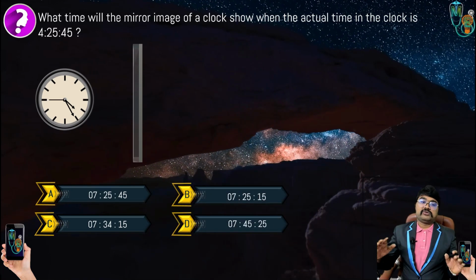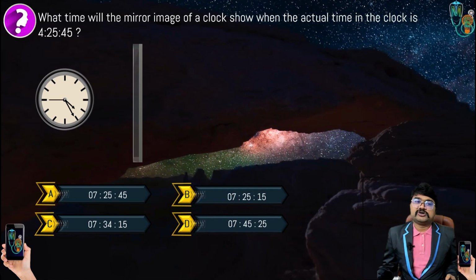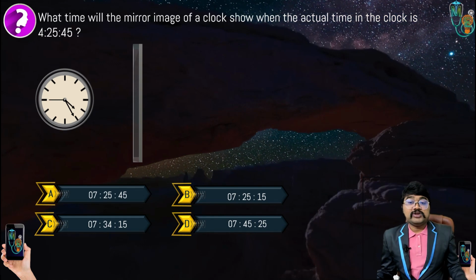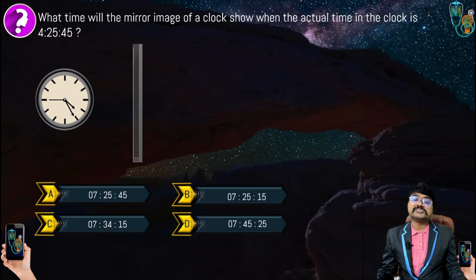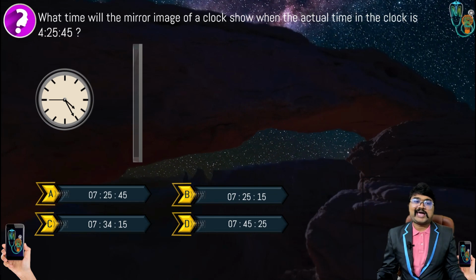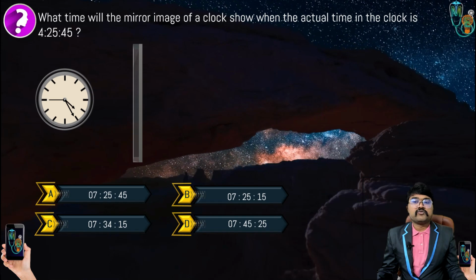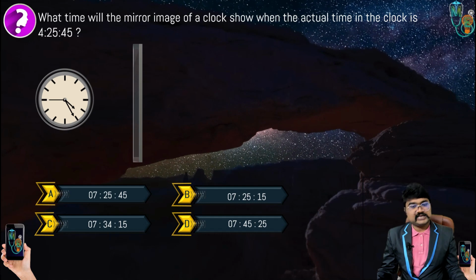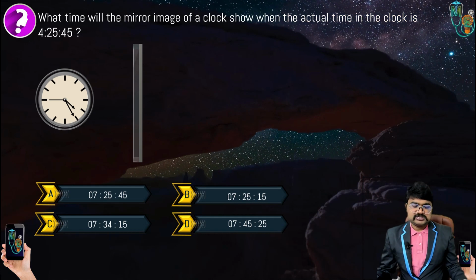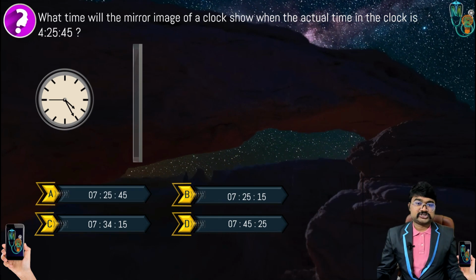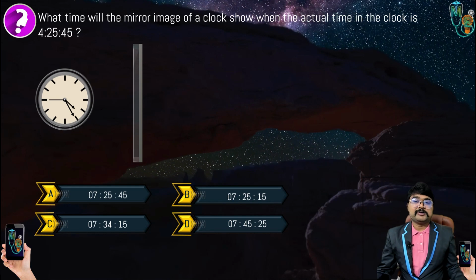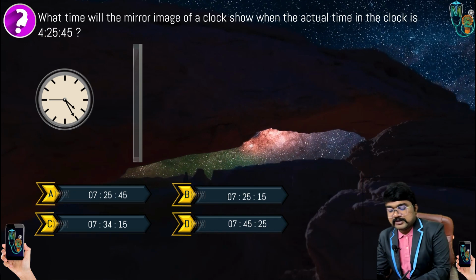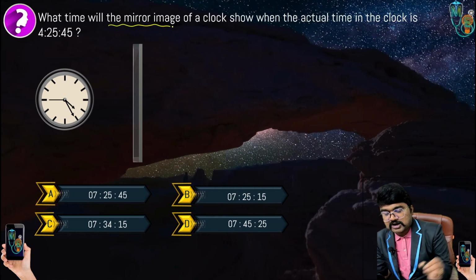So now we can solve some problems based on the clock. It is very interesting. What time will be the mirror image of the clock when the actual time in the clock is 4 hours, 25 minutes, 45 seconds? It is very simple. Here I want to give one shortcut.